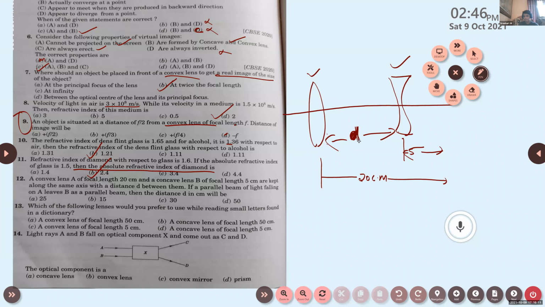20 minus 5. Yes, 20 minus 5. So the total distance, the total focal length of convex lens from here to here, it is 20. And the half distance or the 5 centimeter it is taken by concave. Then what is remaining distance between them? It is 15 centimeter. Actually, 15 centimeter is the answer.